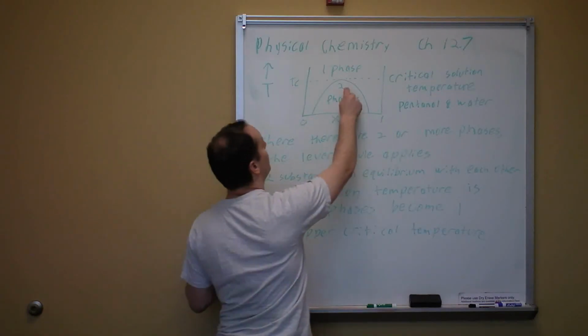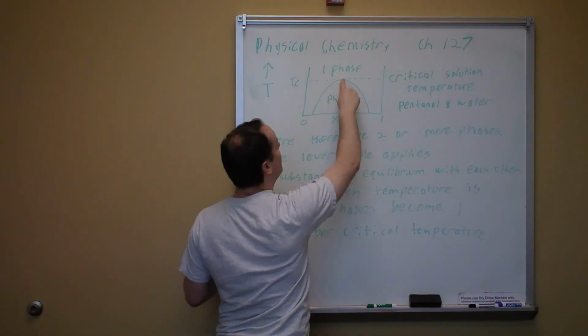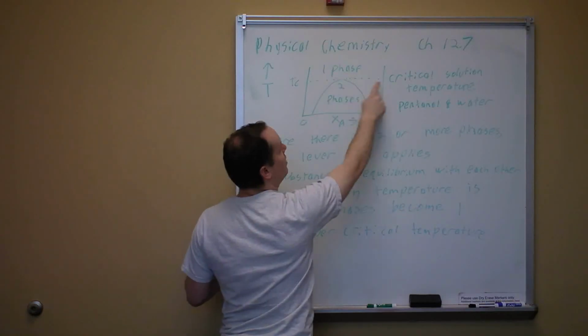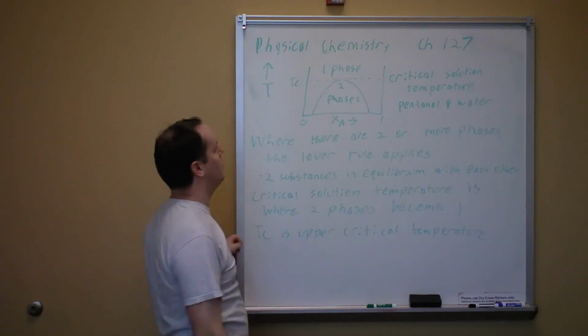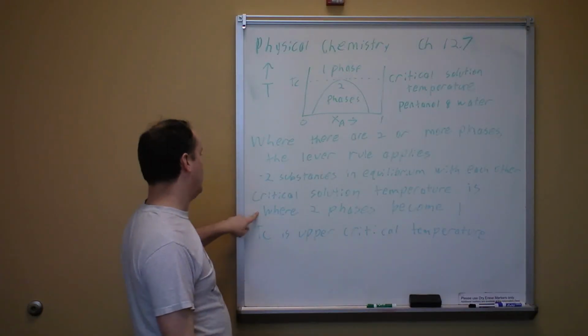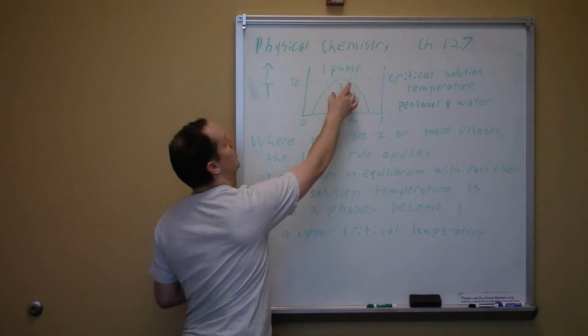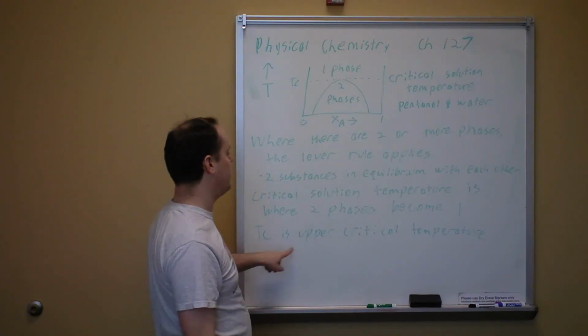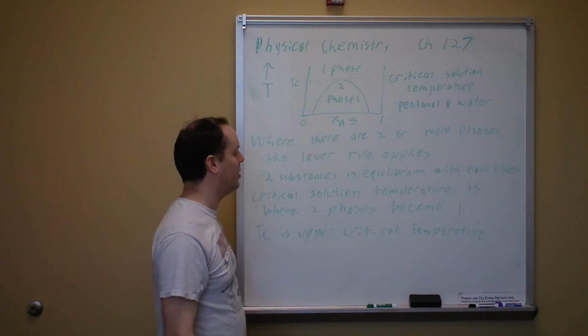Now this temperature up here, this highest temperature where you can have two phases, you might call the critical solution temperature, or just TC. This is where the two phases here become one. So TC in this case is our upper critical temperature.